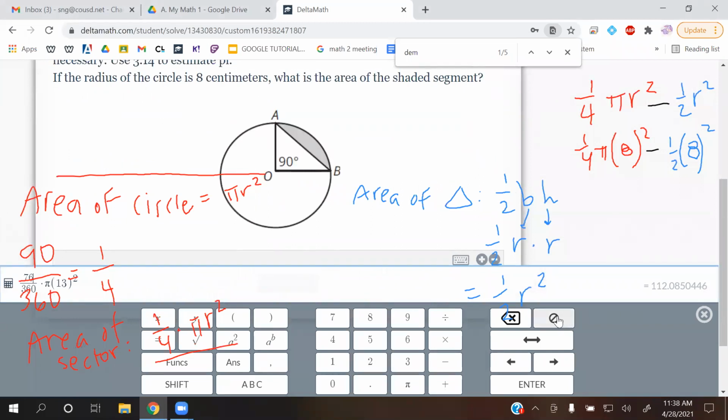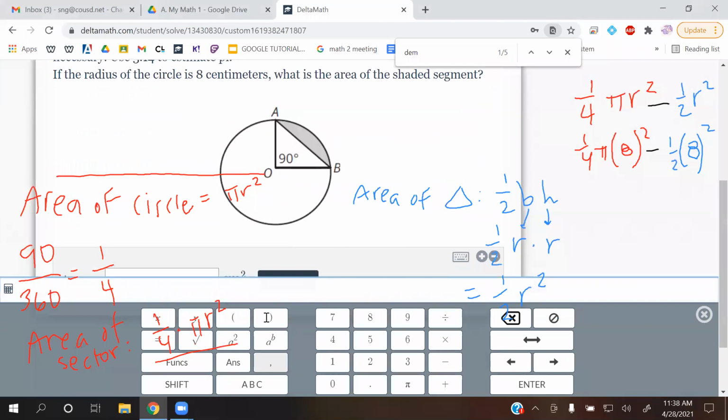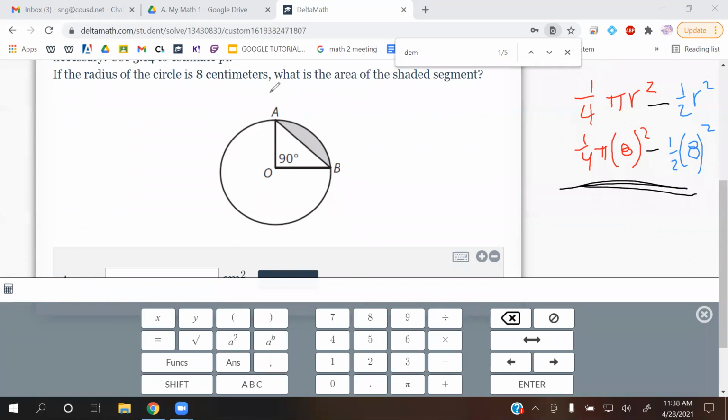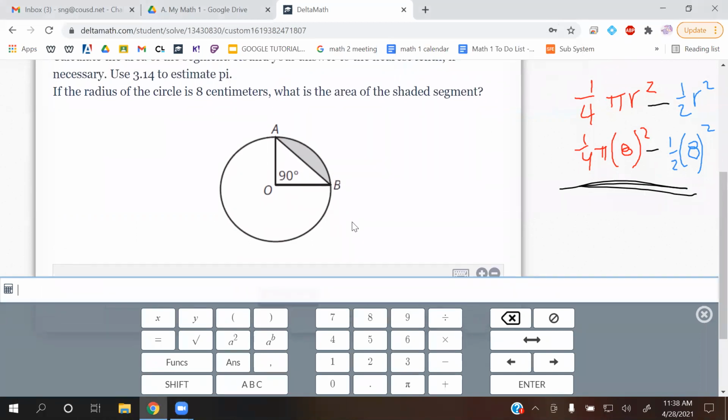Okay, so let's clear all of this stuff in the calculator. Let me clear some of this so that you can actually see. You can always rewind the video, so no worries about me erasing this here, hopefully. You can always rewind the video to rewatch anything that you were confused about. I just need to make space. So the formula that we are typing in is this formula right over here. And we are also going to use 3.14 to estimate pi. It says that right here.